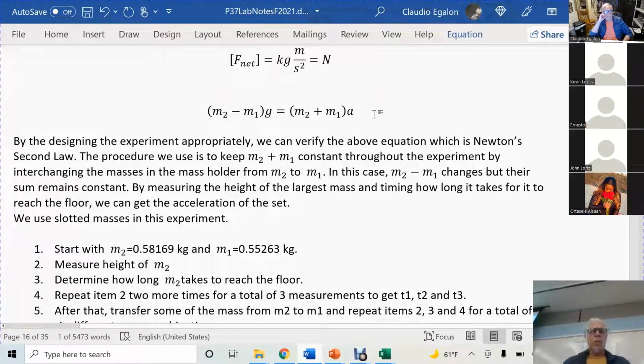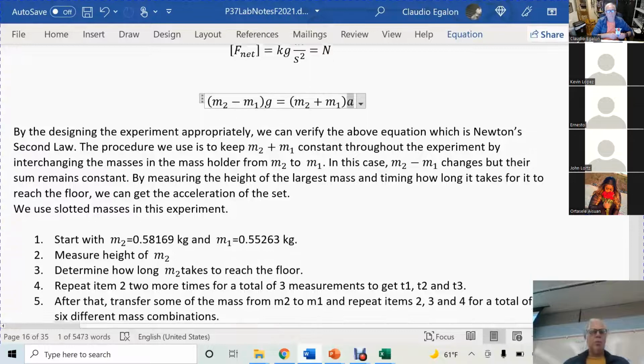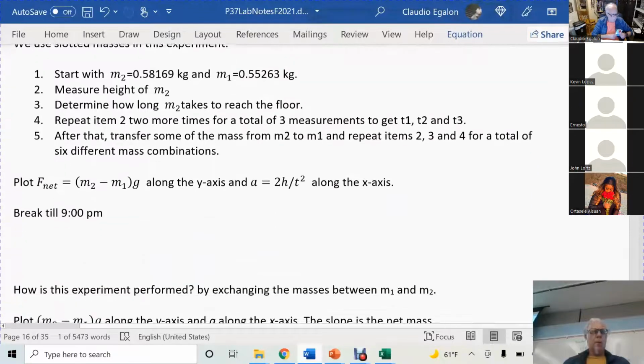What we're going to do is determine the acceleration of the system by measuring the time it takes for the mass to reach the floor. Okay. And we're going to plot this force here against a. You are supposed to get a straight line with a slope of M1 plus M2. Okay, so here's one example.